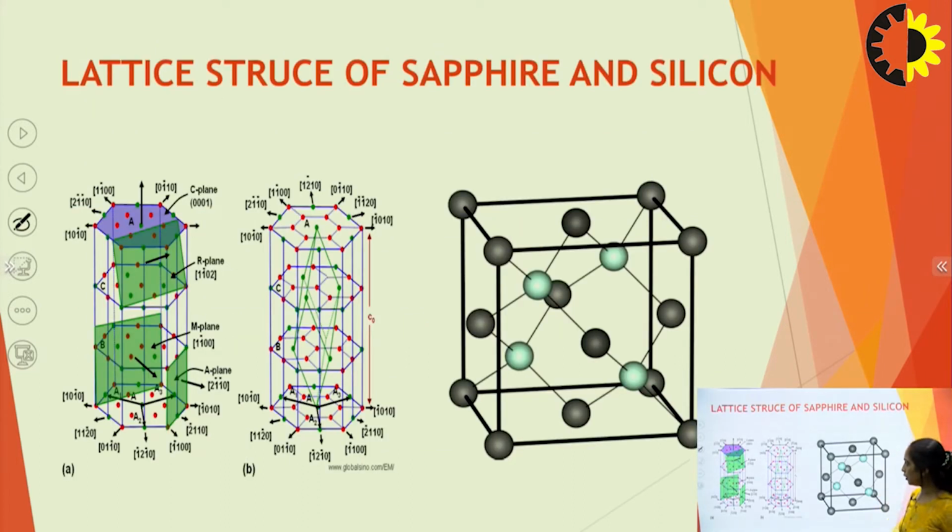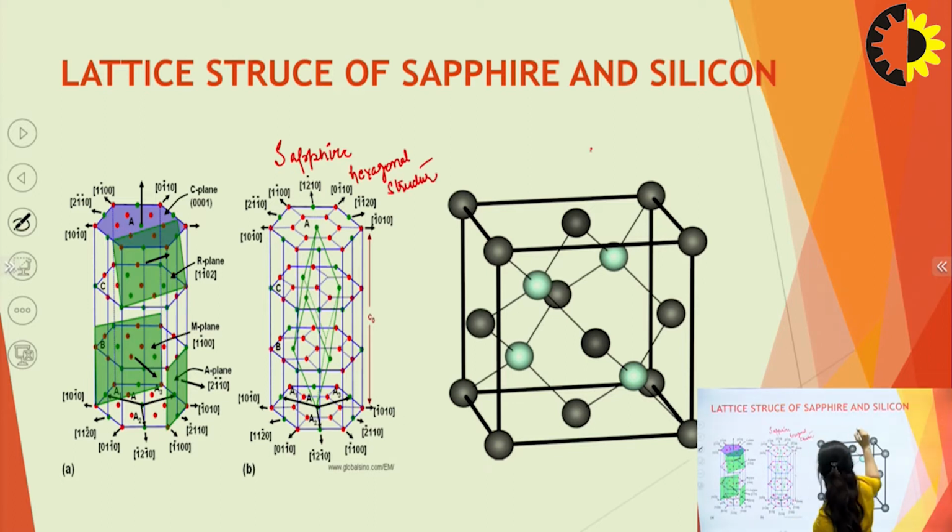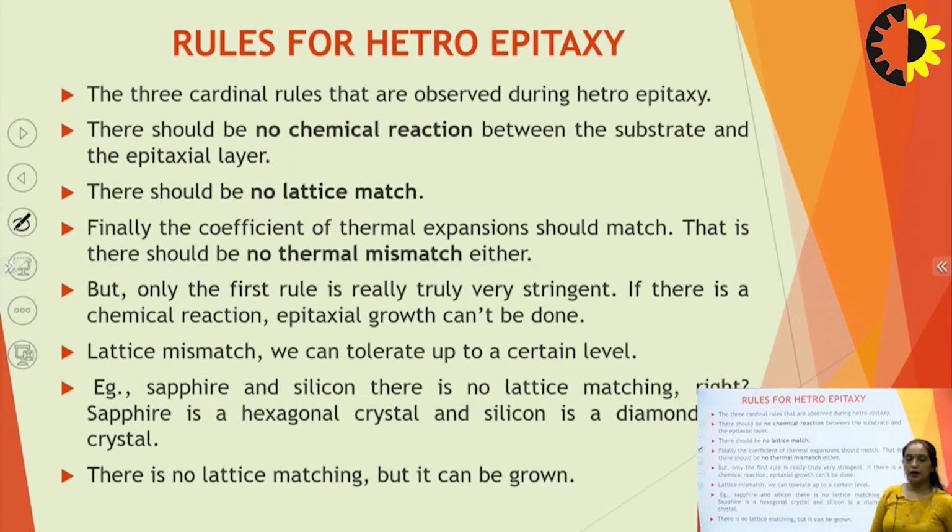This is the structure of sapphire, which has a hexagonal structure. And this is the structure of silicon, which has the diamond structure. We can see from the diagram that both lattice structures are different. So when we need to grow silicon over sapphire, it comes under heteroepitaxy. Now, there are three cardinal rules which are observed during heteroepitaxy.